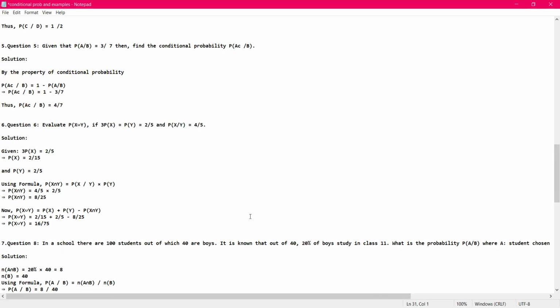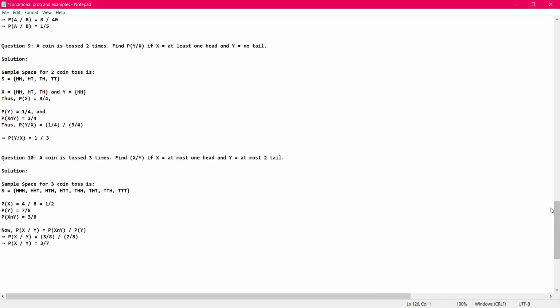It means if you want to calculate the probability of X union Y, you need to know the value of X intersection Y, because the formula for P of X union Y equals the probability of X plus the probability of Y minus P of X intersection Y. So we have to calculate everything and derive from that. P of X union Y equals 2 by 15 plus 2 by 5 minus 8 by 25. By solving that, I got the answer 16 by 25. So that is the final solution.